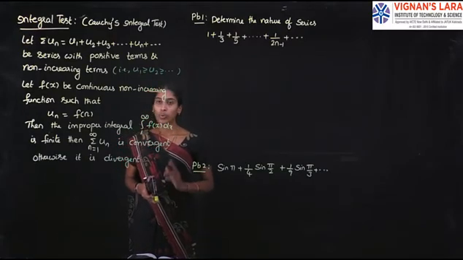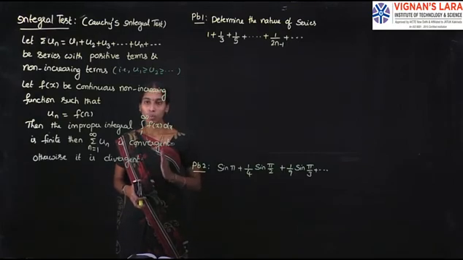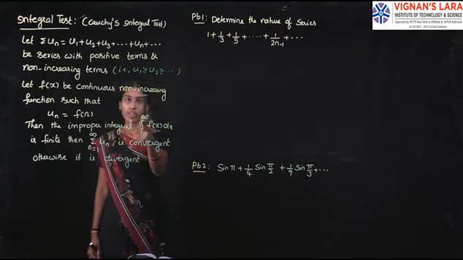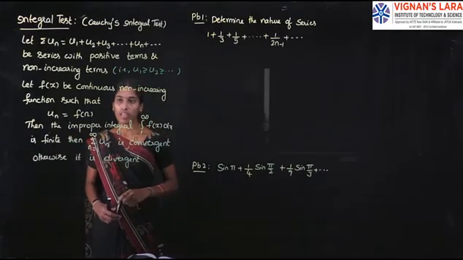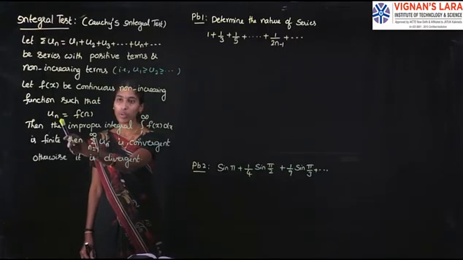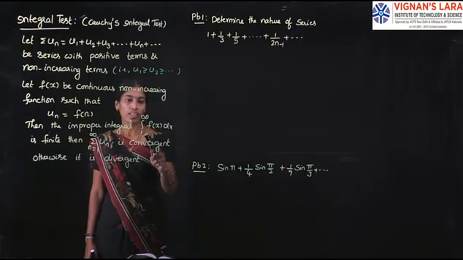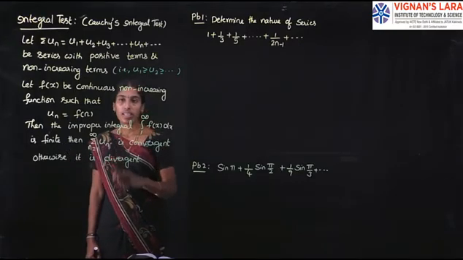So the two conditions are essential to apply the integral test. The first one is the series must be a positive series, and the second condition is the sequence terms un must be decreasing as n tends to infinity, right? Let f of x be a continuous non-increasing function such that un is equal to f of n. So how to consider f of n means by using the nth term of the sequence, un is equal to f of n. Then if the improper integration 1 to infinity f of x dx is finite, then the series is convergent.